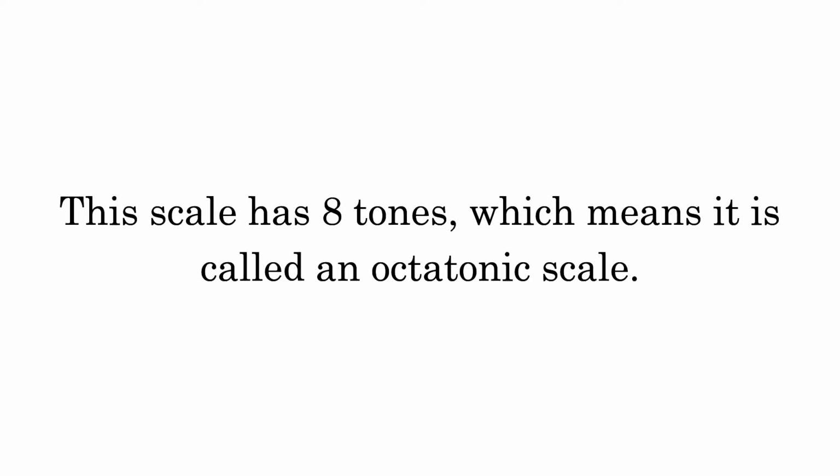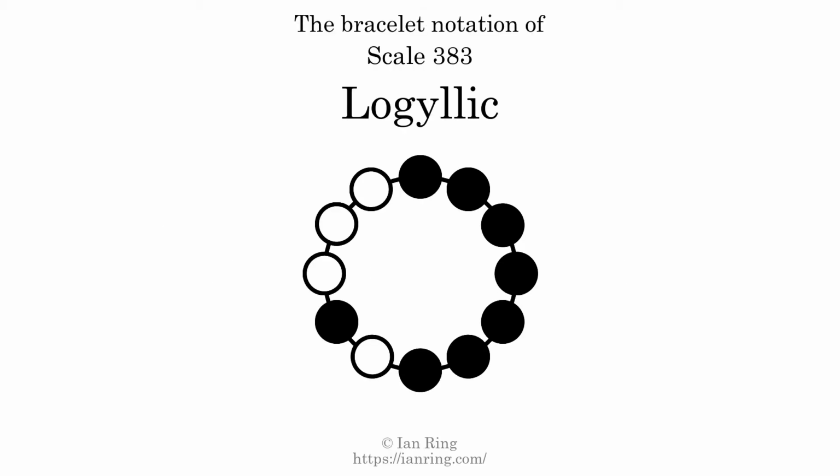This scale has 8 tones, which means it is called an octatonic scale. This is a bracelet notation diagram of scale 383. The shaded circles represent tones that appear in the scale, and they are read clockwise, starting at the top.